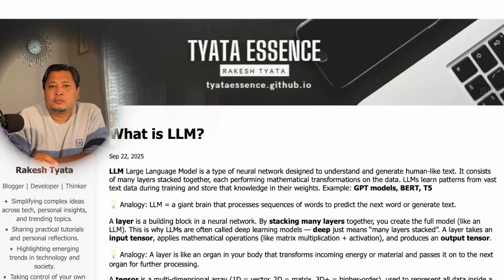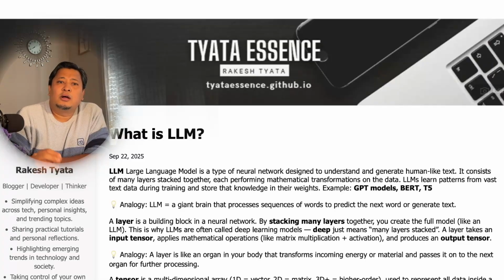Large language model. What is a large language model? How does it work? How does memory come into the picture? What is short-term memory versus long-term memory? And how does a large language model interact with a vector database? So these are the topics that I will be discussing today.